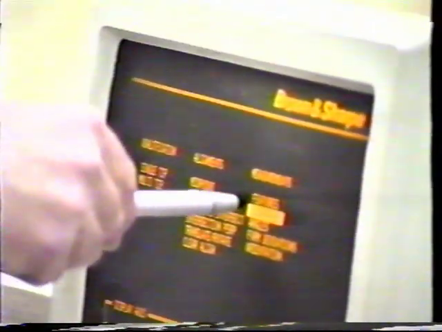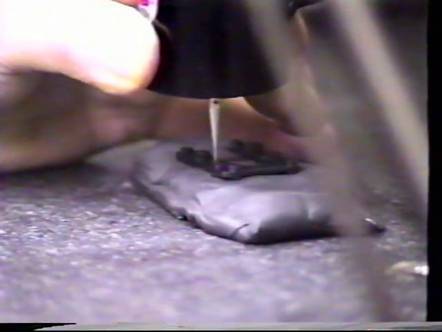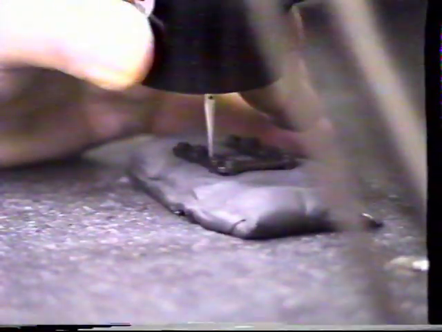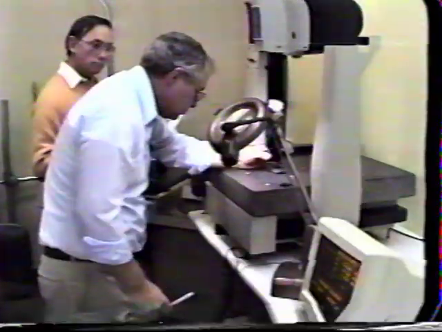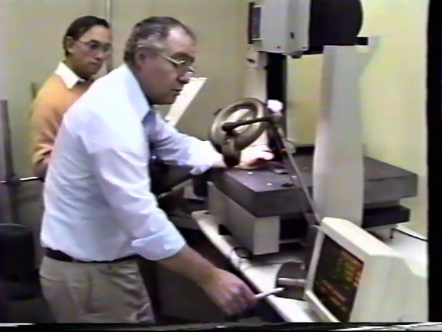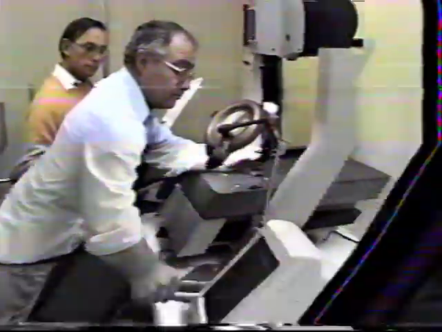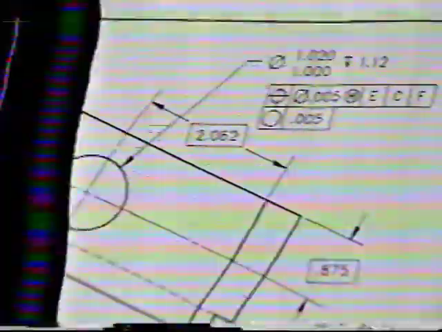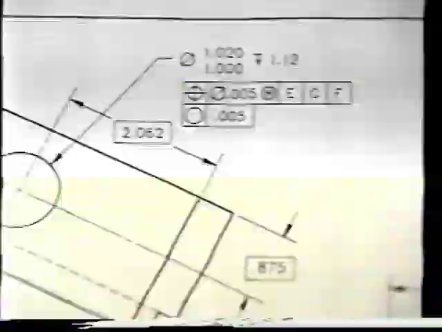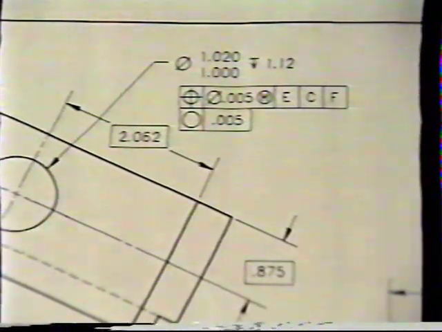Why should GD&T be important to you? GD&T is fast becoming the standard language throughout U.S. industry, the military, and international business. Knowing how to interpret geometric dimensioning and tolerancing symbols is a necessary skill for anyone who must read a blueprint. This program will introduce you to basic GD&T terms, concepts, and symbols so that you can read and interpret drawings.